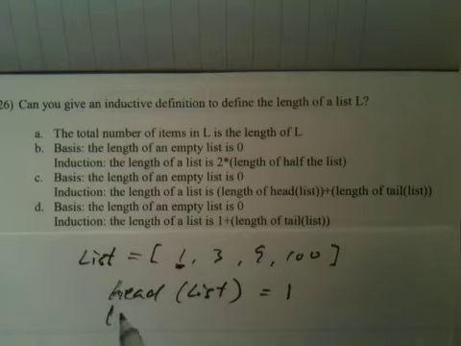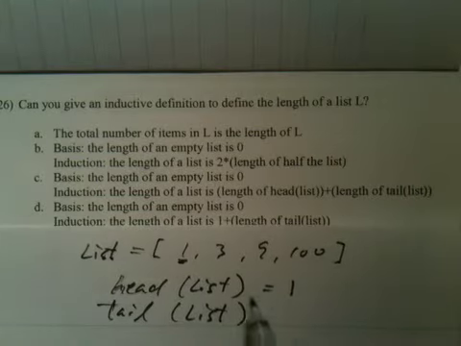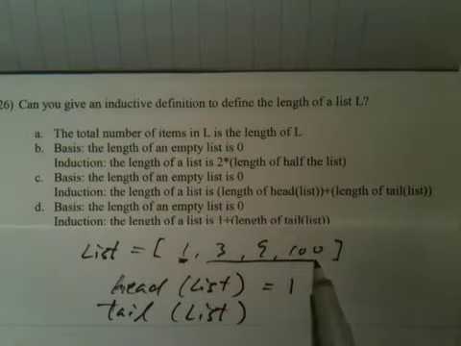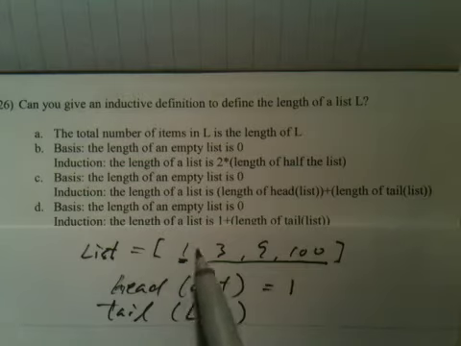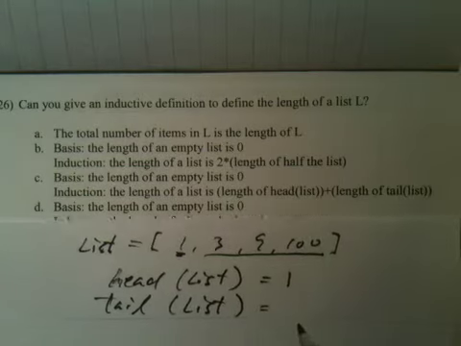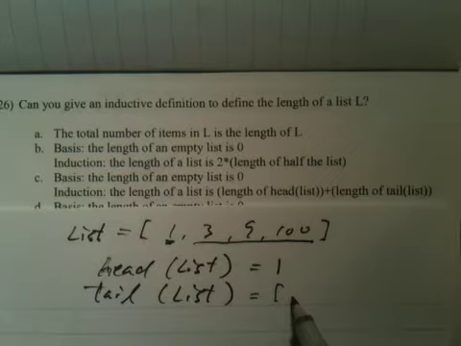Another operation is called tail. Tail will return the remaining list after taking the first value out. So in this case, the tail of the list would be the remaining list: 3, 9, and 100.